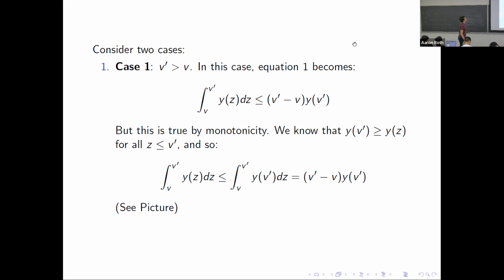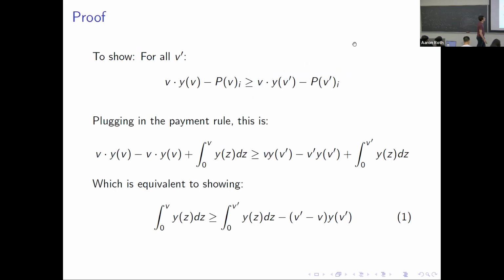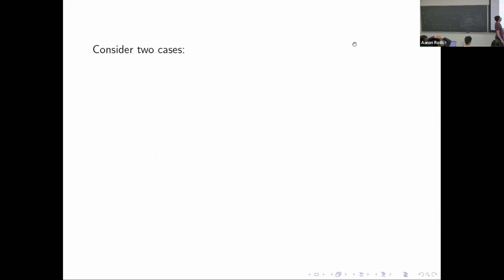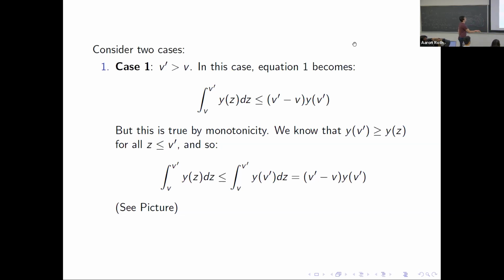The first one is going to be the case when v prime is greater than v. So your misreport is bigger than your real value. In which case, if I subtract off this integral on the left-hand side from both sides, what I get left on the right-hand side is just the integral from v to v prime. And so the expression that we need to show simplifies to the integral from v, your true bid, to v prime, this higher misreport you made, of your public value summarization function, had better be less than the difference between your misreport and your true bid times your public value summarization function at your misreport.